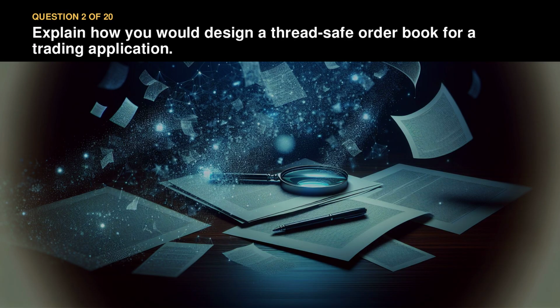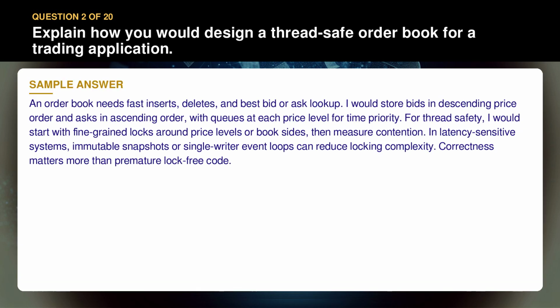Question 2. Explain how you would design a thread-safe order book for a trading application. An order book needs fast inserts, deletes, and best bid or ask lookup. I would store bids in descending price order and asks in ascending order, with queues at each price level for time priority. For thread safety, I would start with fine-grained locks around price levels or book sides, then measure contention.